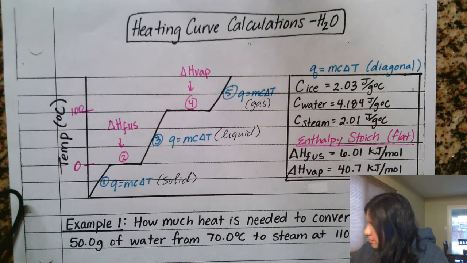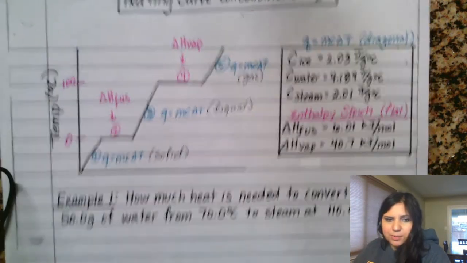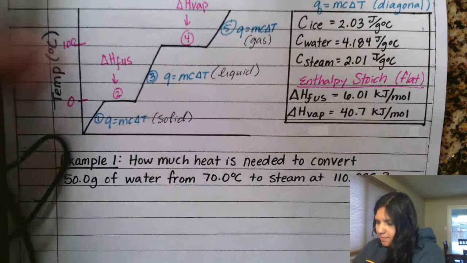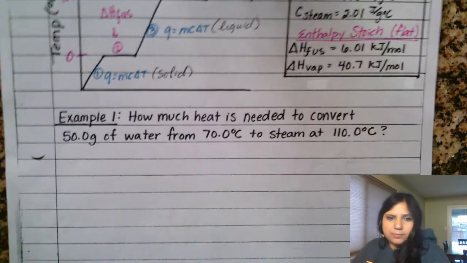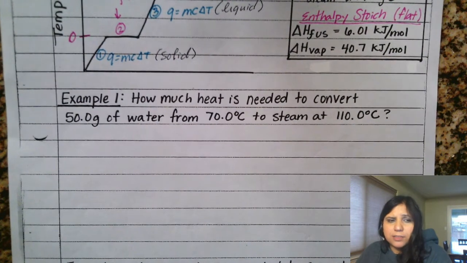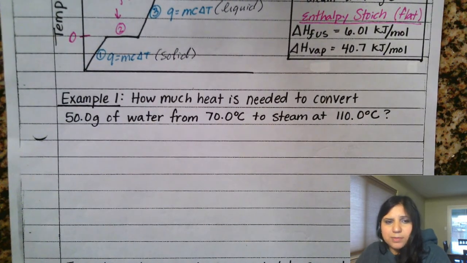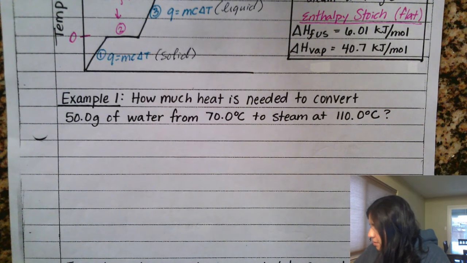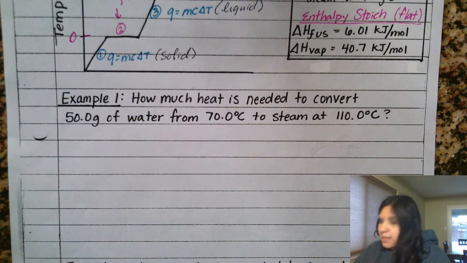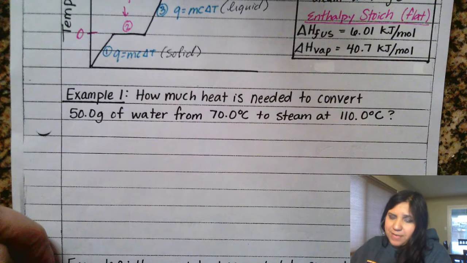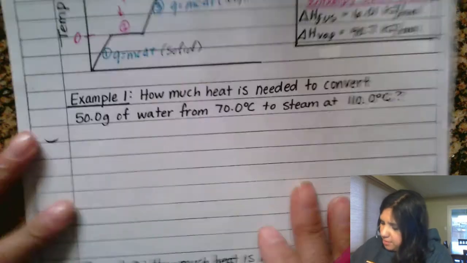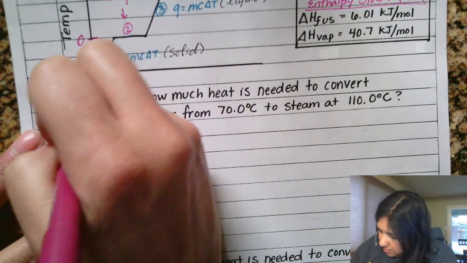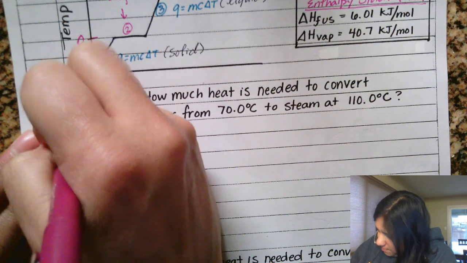Okay. Let's try our first example. So please write this down. It says how much heat is needed to convert 50 grams of water from 70 degrees Celsius to steam at 110 degrees Celsius. Every time you do these problems, I want you to draw a little mini graph. And I want you to draw the entire graph, even if you're not using the entire graph. So here it is. Here's my little mini graph.